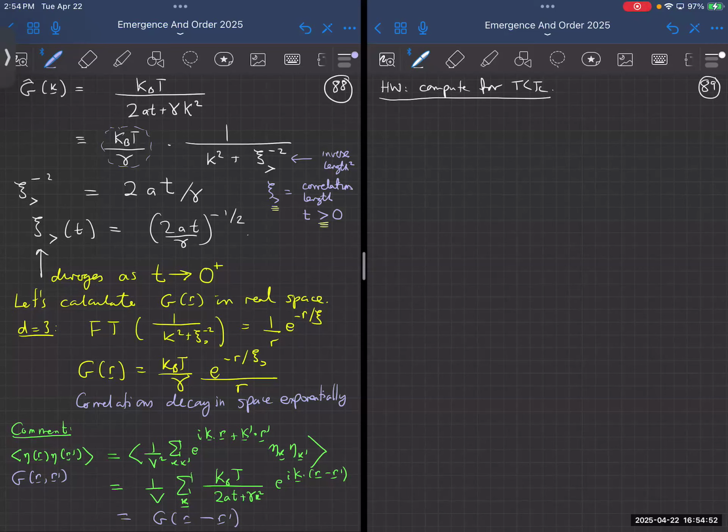I want to talk about susceptibility and response functions. So we've just learned how to, do you have a quick question? Yeah, why does this diverge for small r? Why does it diverge for small r?